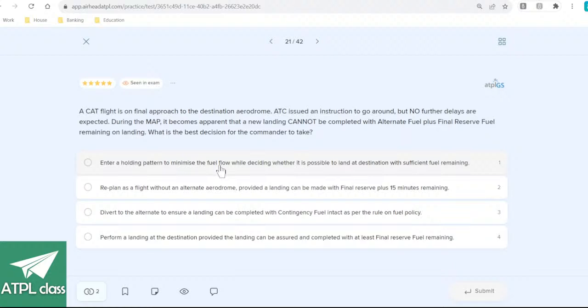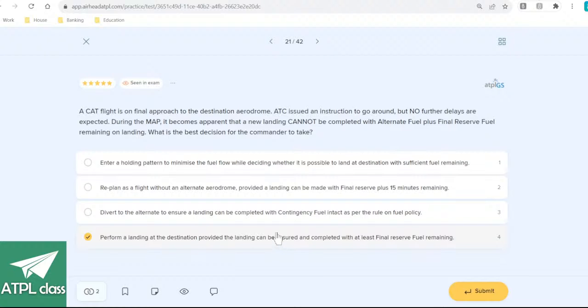Enter a holding pattern to minimize the fuel flow while deciding whether it's possible to land at destination with sufficient fuel remaining. You've already been told it cannot be completed. Replan a flight without an alternate airdrome, providing a landing can be made with final reserve plus 50 minutes remaining. No. Divert to the alternate to ensure landing can be completed with contingency fuel intact. Contingency fuel wouldn't really be intact. Perform a landing at the destination, providing the landing can be assured and completed with at least final reserve. So this is like committing.